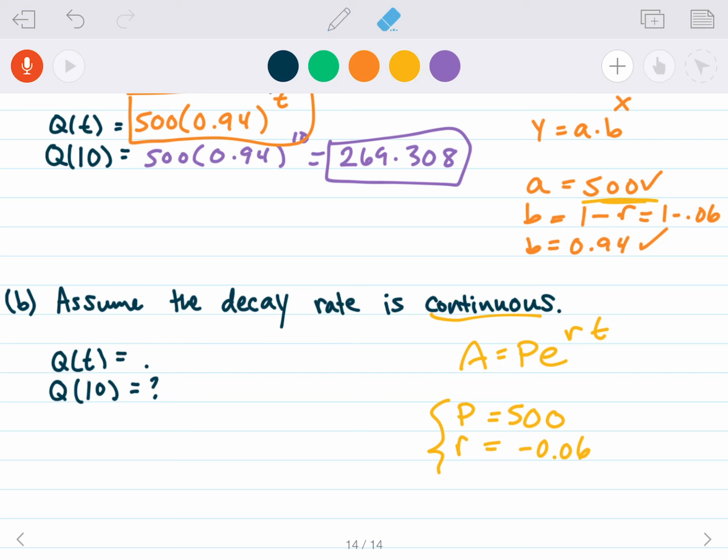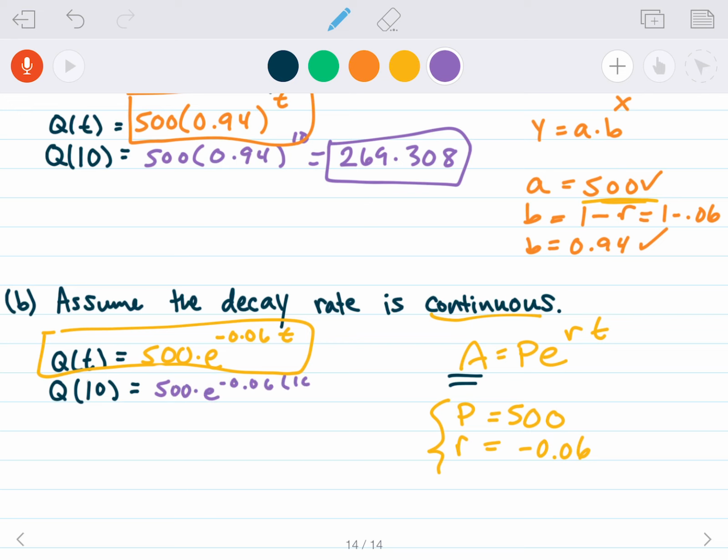So Q of T in replacement of A is going to equal P times E, which is just a number, to the RT. And that is my function here. So that is this first part. Now the second part says, hey, plug in 10 in for t. So let's go ahead and do that. I have 500 times e to the negative 0.06 times 10. And when I punch this in the calculator, let's see what I get.